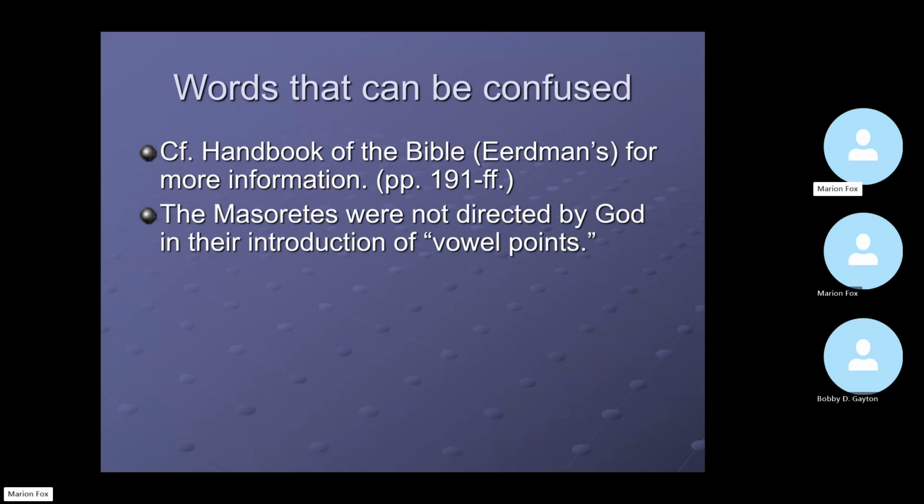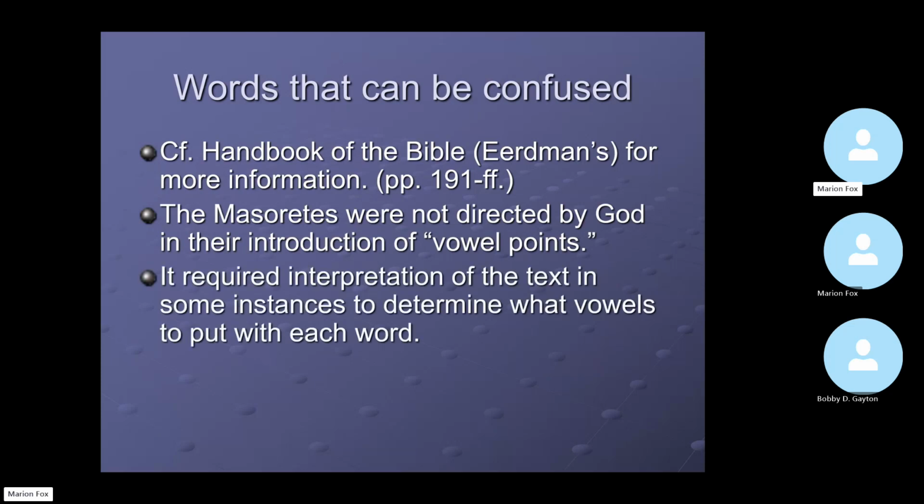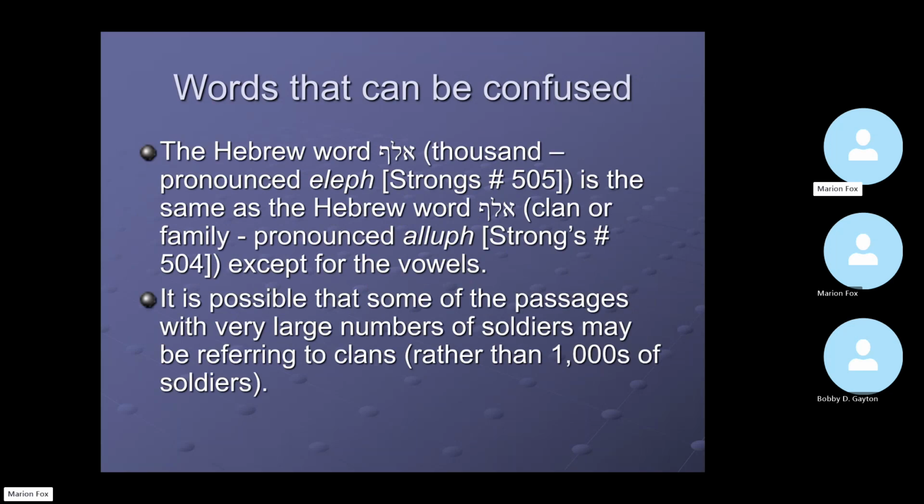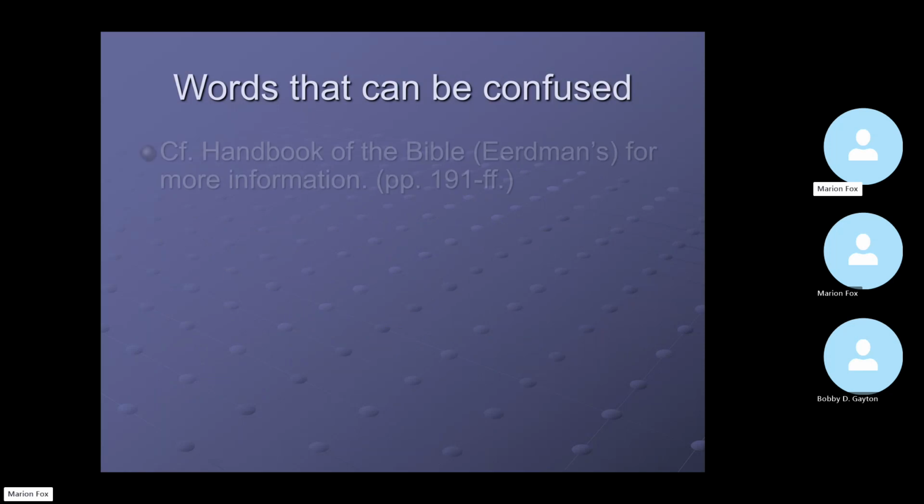The Masoretes were not directed by God in their introduction of vowel points. So there's a possibility that they might be mistaken. It required interpretation of the text in some instances to determine what vowels are put for each word. We've already seen this. These two words here have the same consonants, they just have different vowels. And of course, it's a matter of were the Masoretes right? Was it thousands or was it clans or families?